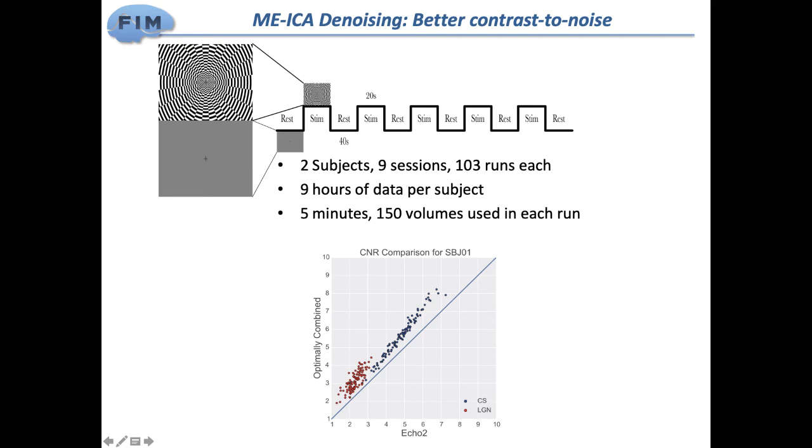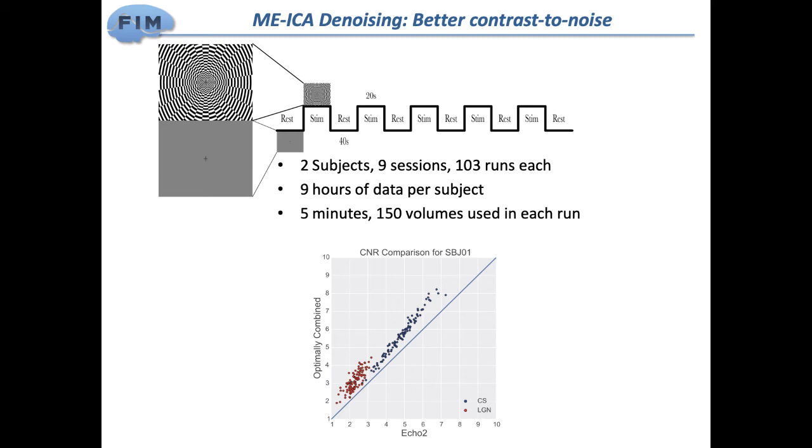This diagonal is not a fit. This diagonal line is unity, so that means they both have the same contrast to noise. What you're seeing here for this subject, for all 100 runs, is that in every single run, doing the optimal combination gives you more contrast to noise than you would have had otherwise. And that boost varies from about 2% to 10%, both in the LGN and the calcarine sulcus.